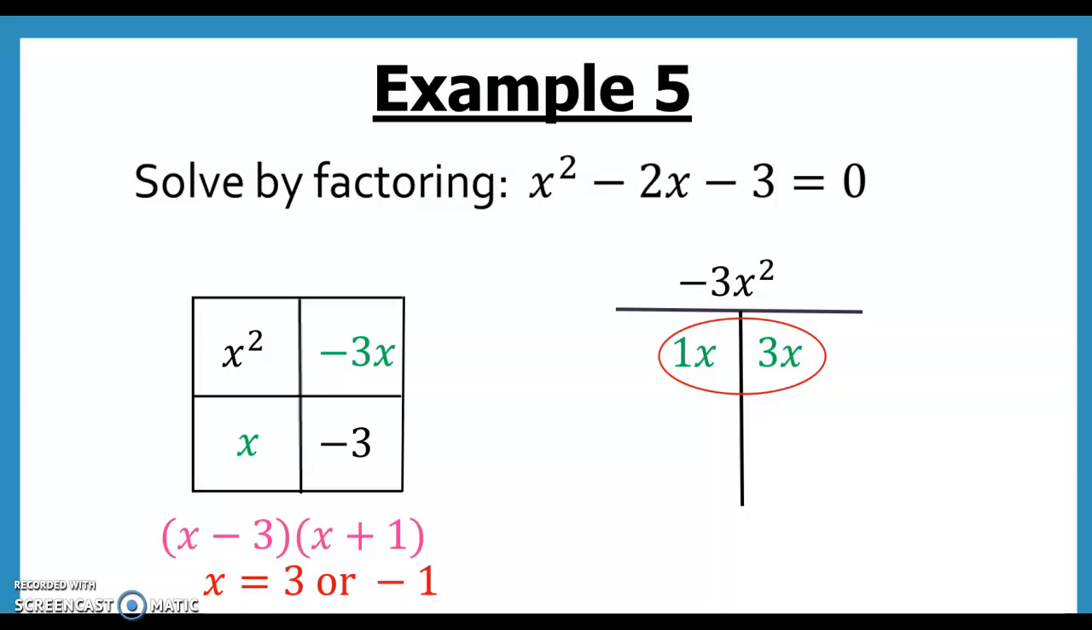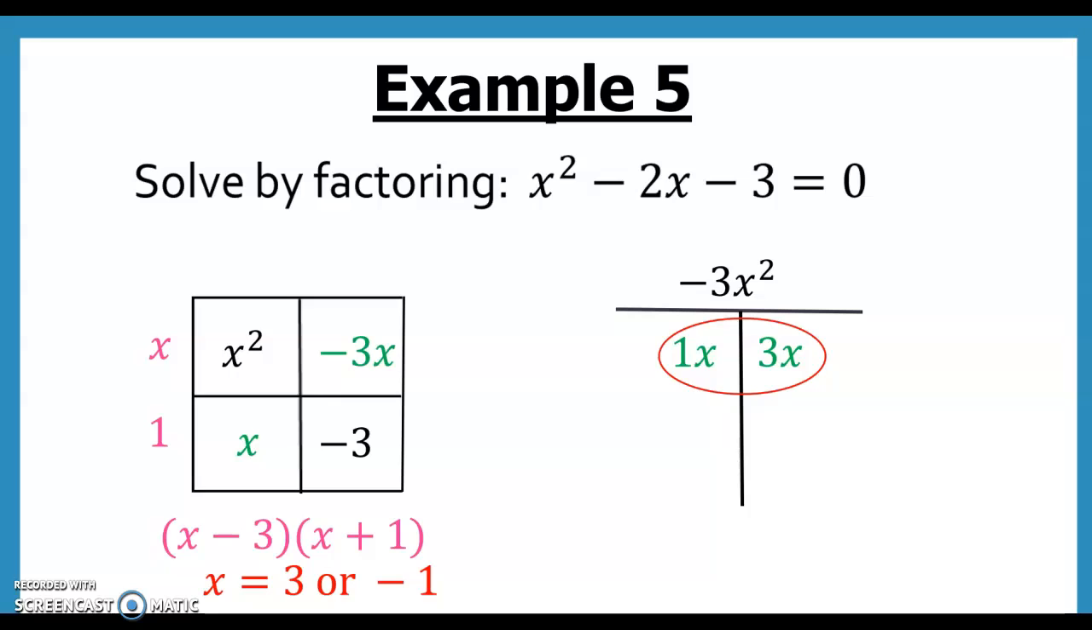So now I'm going to go over to this box, and I'm going to find the GCF of the first row. So remember, rows are horizontal, columns are vertical. So the first row has x squared and negative 3x. Well, the GCF of those two is just x. That's the only thing they have in common. So then I go down to the second row that has x and negative 3. Well, the only thing they have in common is 1. So I put a 1 right there.